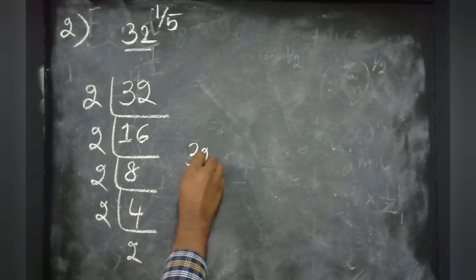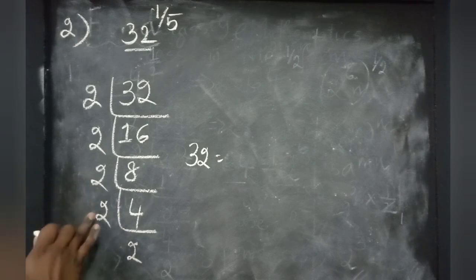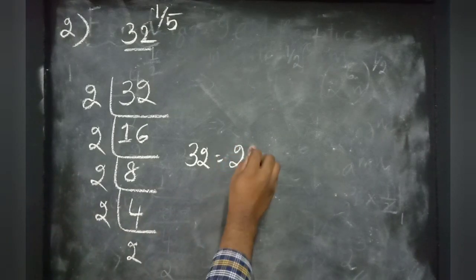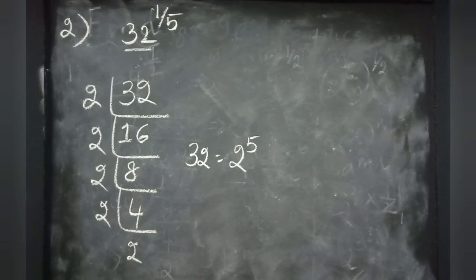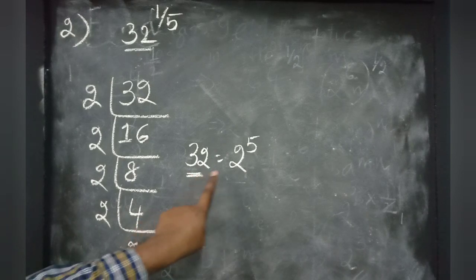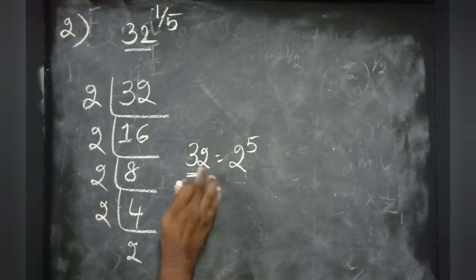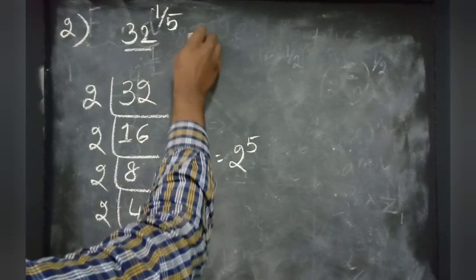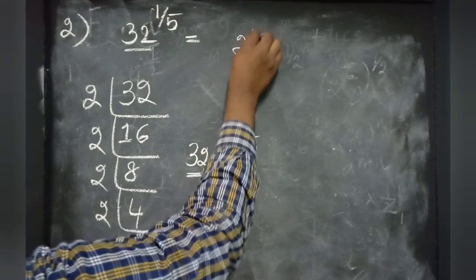Now 32 can be written as what? 2 to the power 1, 2, 3, 4, 5. I can write 32 as 2 power 5. Now I'll substitute 32 as 2 power 5.